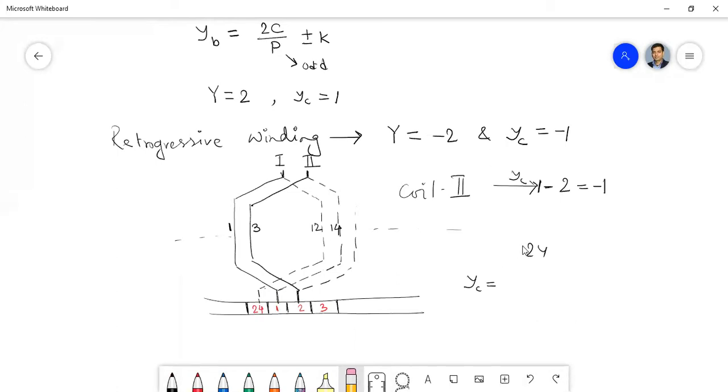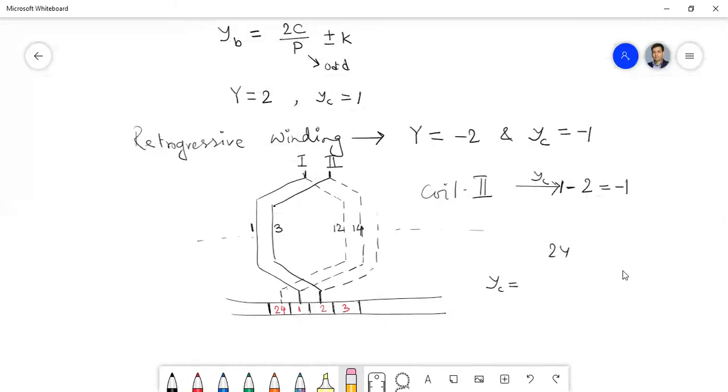Can you explain? Sir, if we consider coil number 1, then the difference between the bottom coil side and the top coil side is obviously 11. So back pitch is 11. Let me write this. So 12 minus 1, you are saying. That is the back pitch, no?